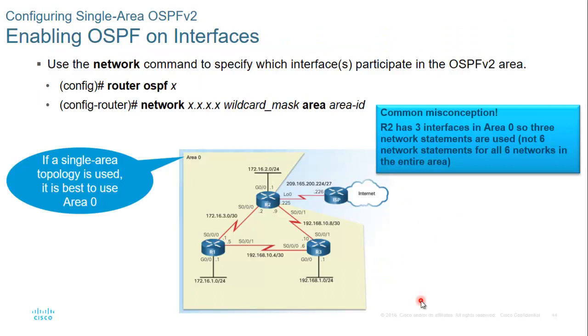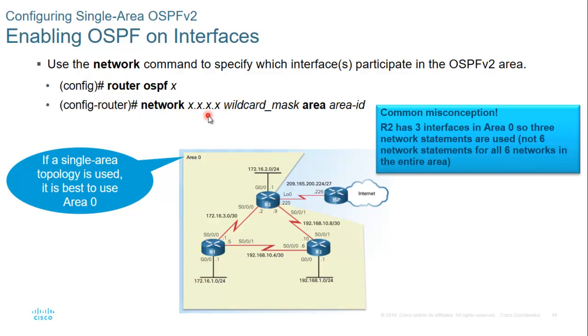So now we go into enabling OSPF on interfaces. Here we use the network command to specify which interfaces participate in the OSPF version 2 area. So now we have an area and which network will participate in that. Again, we have router ospf process ID. And then once you get into the router configuration mode, you type network, which is the network address here.